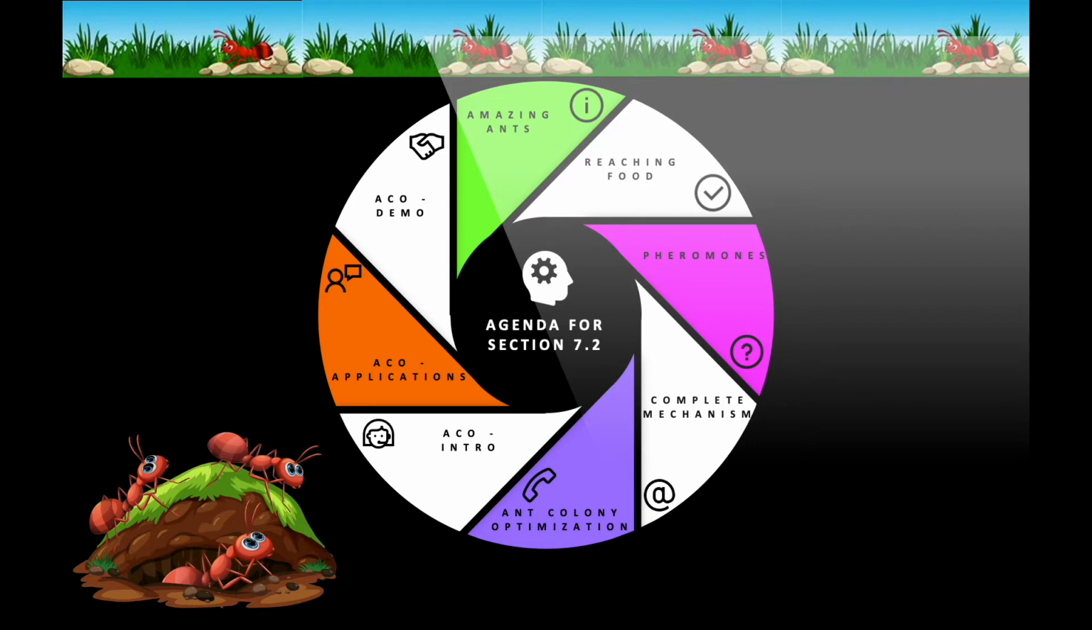And the reason they are able to do this is through pheromones, and we'll see what pheromones are, the very, very basic things. And then we'll talk about the complete mechanism of how this transfer of food from one place to another is happening. And while seeing the complete mechanism, we'll try to develop an algorithm which is basically called the ant colony optimization algorithm.